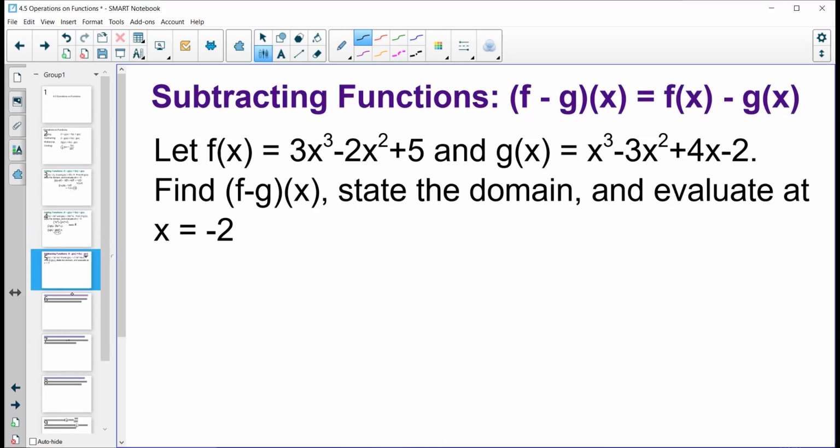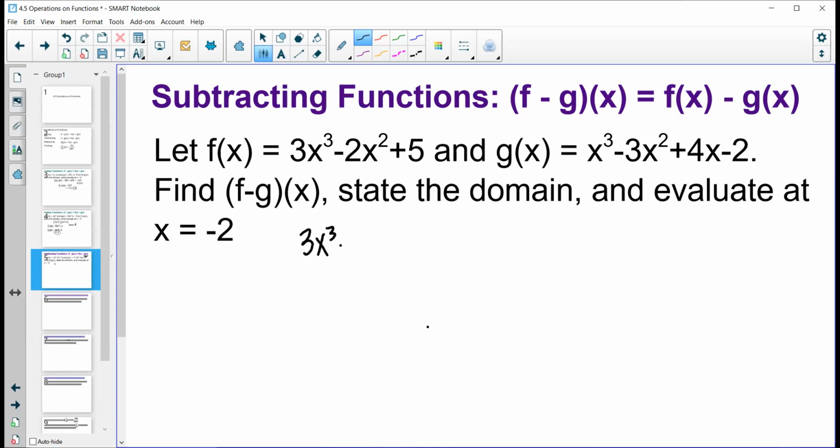Okay, so that's how we can add functions. Now let's take a look at subtracting them. Subtracting them is very similar, but what we need to do when we subtract is make sure that we're staying consistent. So in this case, we want to let f of x be 3x to the third minus 2x squared plus 5x, and g of x is x to the third minus 3x squared plus 4x minus 2. If we want to find f minus g of x, we need to subtract these two polynomials.